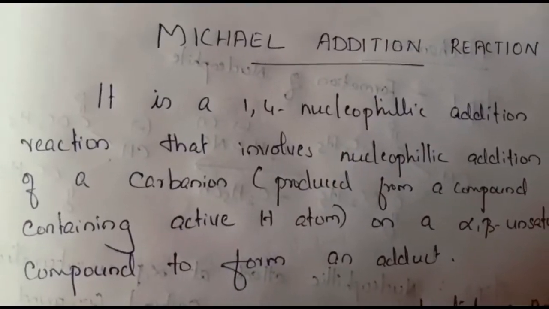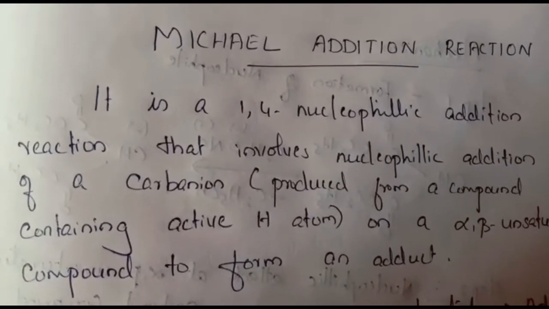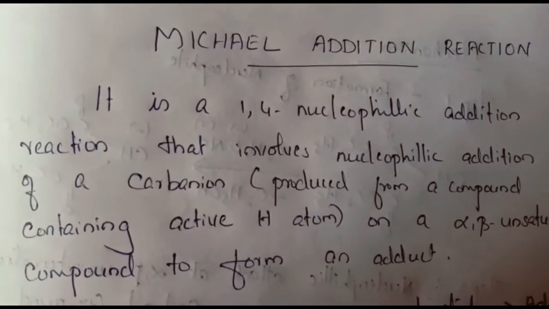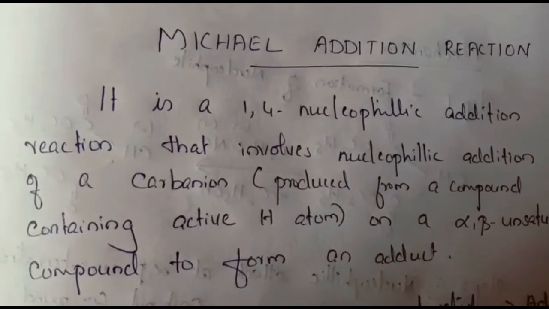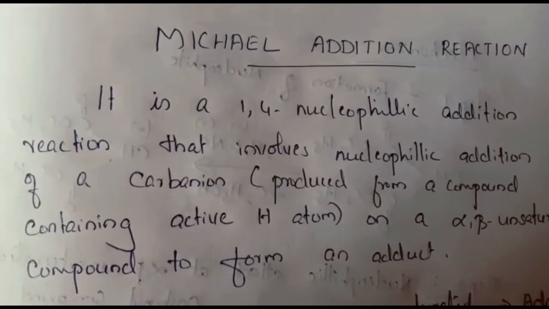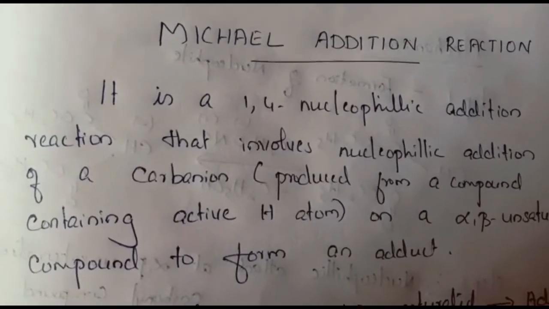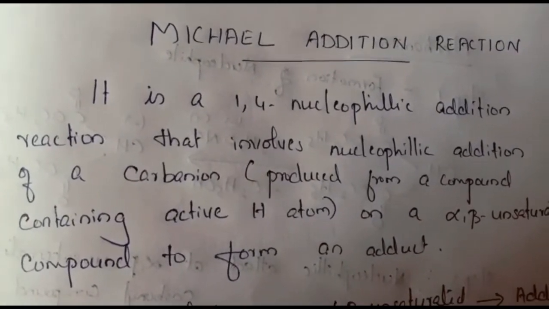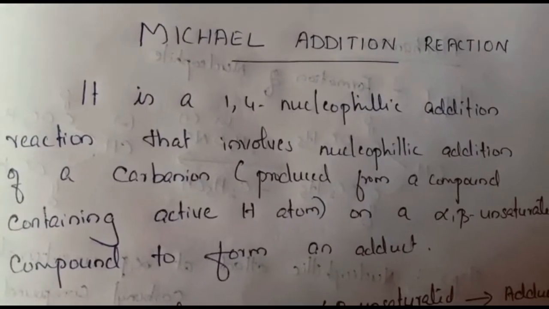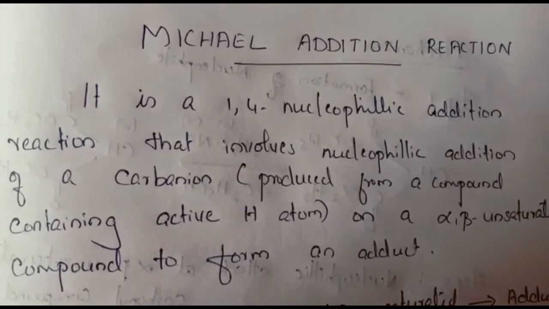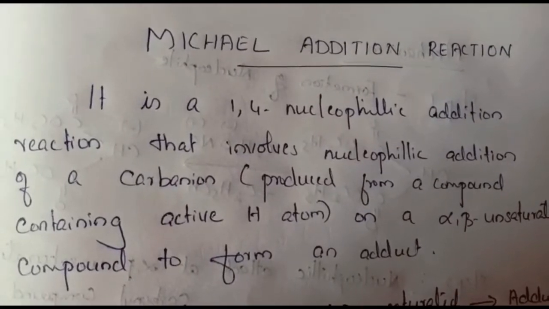Dear students, today we are going to discuss Michael addition reaction. It is a 1,4 nucleophilic addition reaction that involves nucleophilic addition of a carbanion. That carbanion is produced from a compound containing active hydrogen atom on an alpha beta unsaturated compound to form an adduct. That means it's an addition reaction between two compounds.